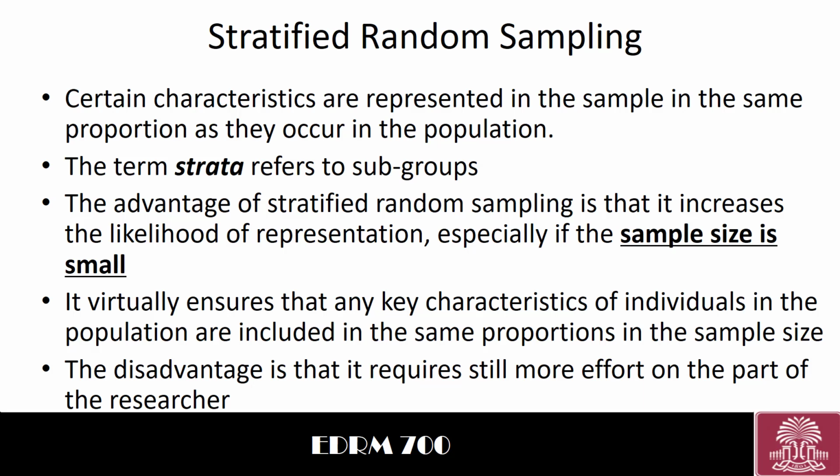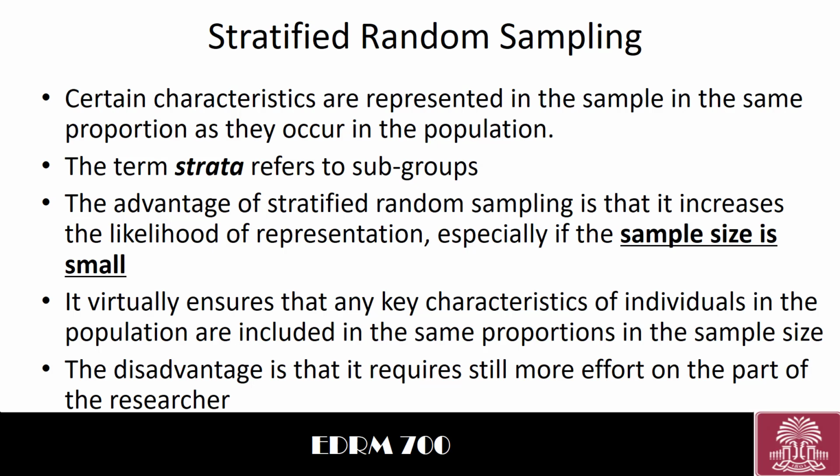Stratified random sampling. A stratified random sample means that certain characteristics are represented in the sample in the same proportion as they occur in the population. Strata refers to subgroups on which researchers want to focus. Like the men-women example in slide 4, the strata is gender. Stratified random sampling increases the likelihood of equal representation, especially if the sample is small.